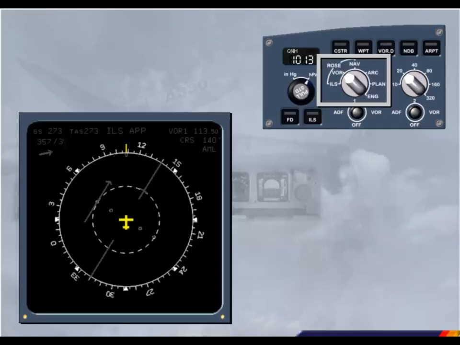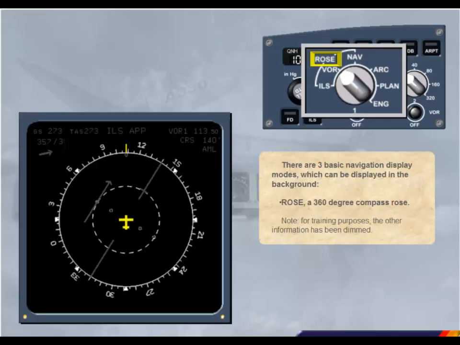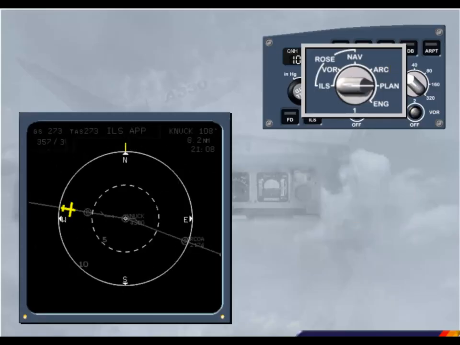There are three basic navigation display modes, which can be displayed in the background. Rose, a 360-degree compass rose. Note, for training purposes, the other information has been dimmed. Arc, a 90-degree segment. And Plan, a map with north at the top.